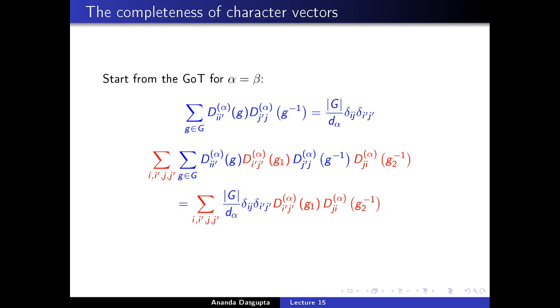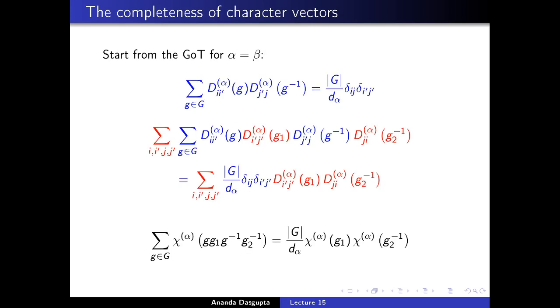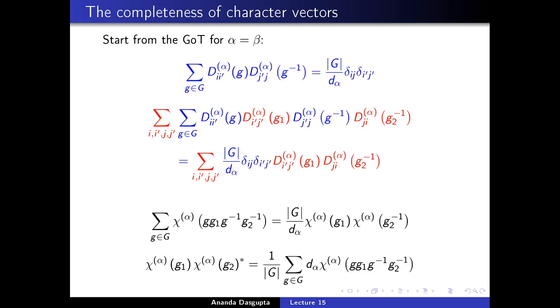So taking all that into account, what we have on the left hand side is a sum over all group elements of the character in the alpha irrep of the group element G, G1, G inverse, G2 inverse. And on the right hand side, what we have is, apart from the factor mod G by d alpha, just two characters, chi alpha G1 times chi alpha G2 inverse. Now, the reason why this is so useful is that what we can next do is rewrite the chi alpha G1 chi alpha G2 inverse by bringing in the factor d alpha by mod G to the other side. And not only that, I can actually write chi alpha G2 inverse as chi alpha G2 star.